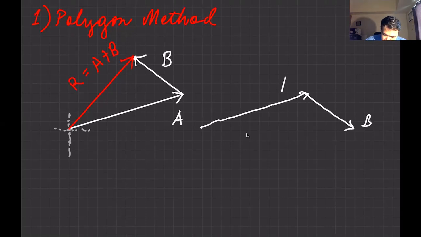So I just connect the tail of vector B to the tip of vector A. The resultant is from the origin to the tip of the last vector. As you can see, the resultants are different. B has the same magnitude, the same length, but negative B is opposite in direction, so the resultant is different. Okay, so this is your resultant.